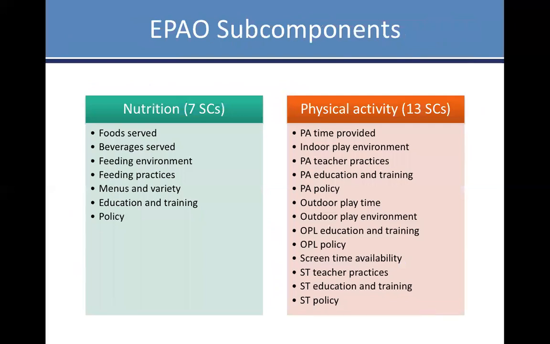Listed on this slide are the 20 EPAO subcomponents. We have 7 for nutrition and 13 for physical activity, outdoor play and learning, and screen time. And you can see that they kind of bubble around those provisions, practices, and policies.